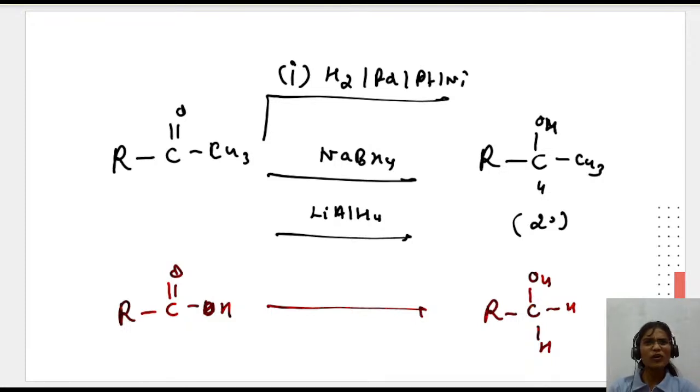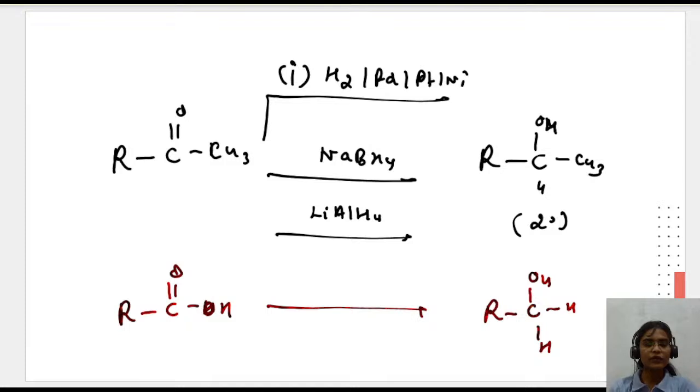No, how is it possible that a ketone can be greater than 2 degree? If you are using the word ketone, ketone is always second degree. I will explain, Abhishek. Just wait for a while.